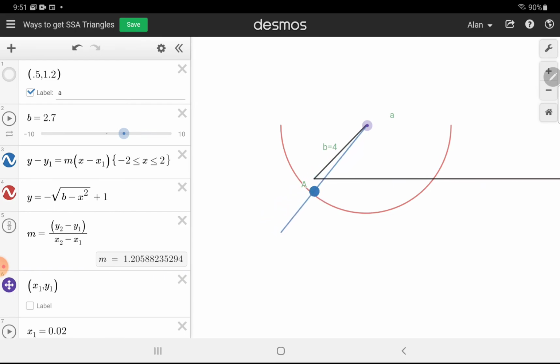This blue line is way too long, and it comes past the side length of 4. And so you're not going to be able to form a triangle that way. Okay, so in this case, you actually only are able to get the one triangle that you form in this case here.